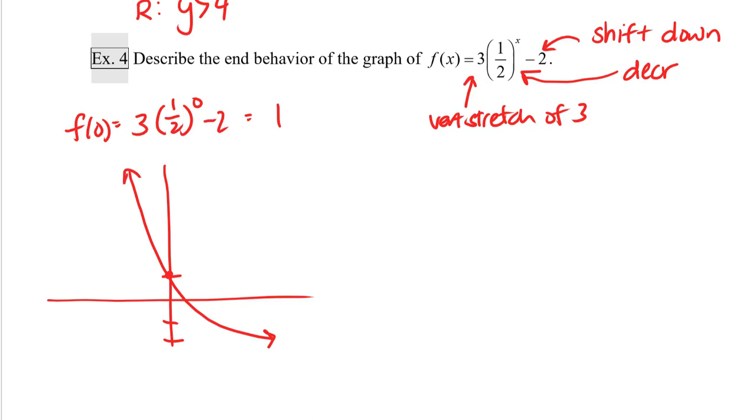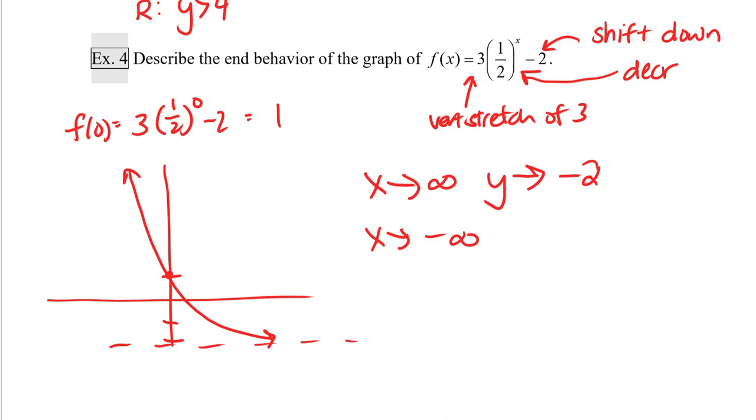So if we had to talk about the end behavior, we could say that as x approaches infinity, that's the right side of the graph, y is approaching that horizontal asymptote of negative 2, so y approaches negative 2. Now on the left side of the graph, as x approaches negative infinity, y is going up, which means that y is approaching positive infinity.